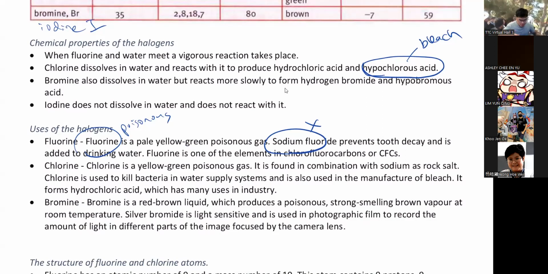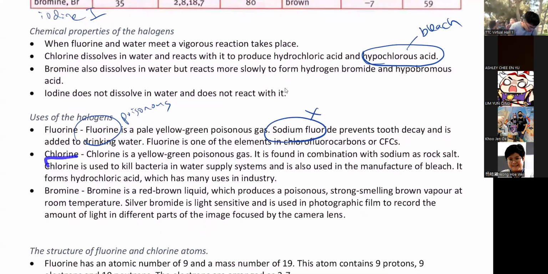Because a swimming pool is a place where the public goes. All right, they cannot have some kind of nasty bacteria growing in the water. If not, you will die. Okay, so this is how they stop the bacteria. Okay, they will put chlorine inside.